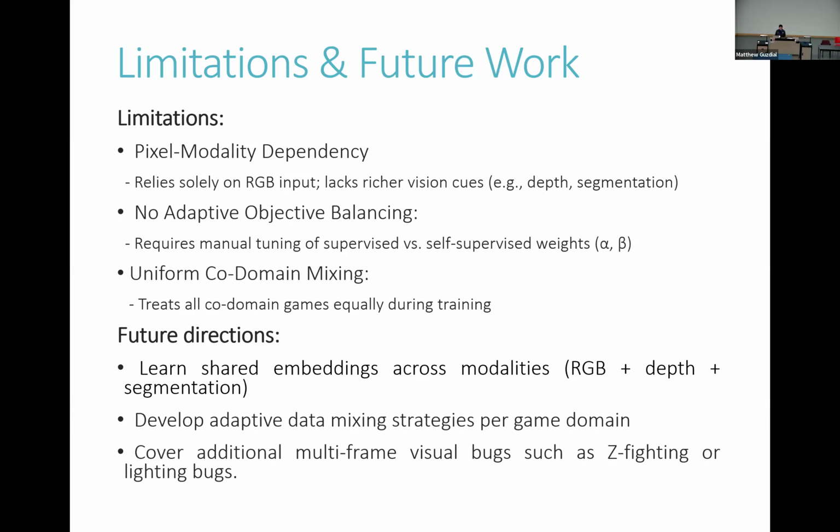Another limitation is uniform co-domain mixing, because it treats all co-domain games equally during training. In the co-supervised learning, there are two parts: the target title and other titles. Other titles can include a lot of titles, but currently we just treat all other titles equally, when in reality some titles may contribute more. Currently we didn't do this kind of study.